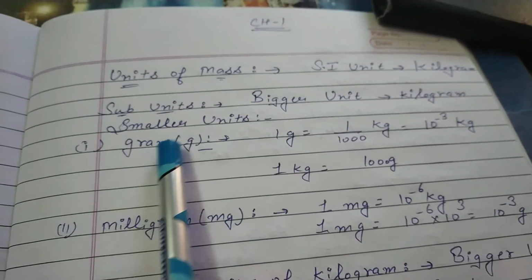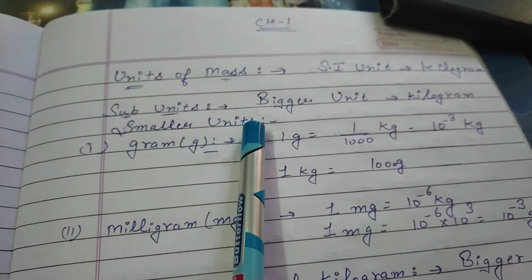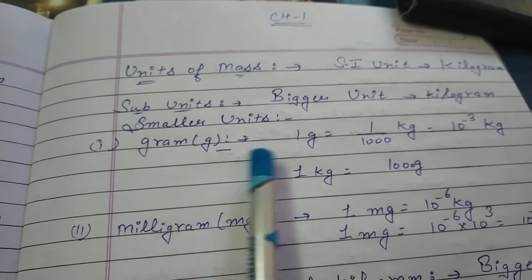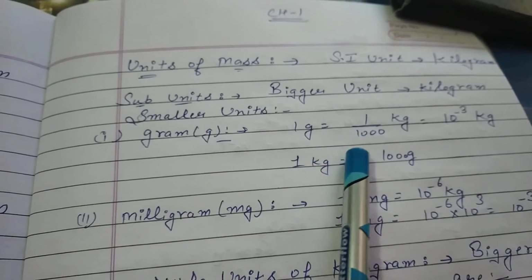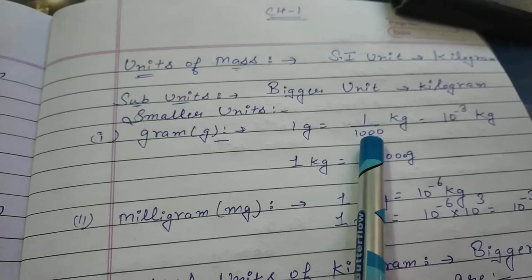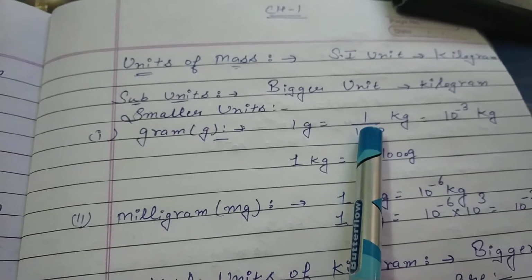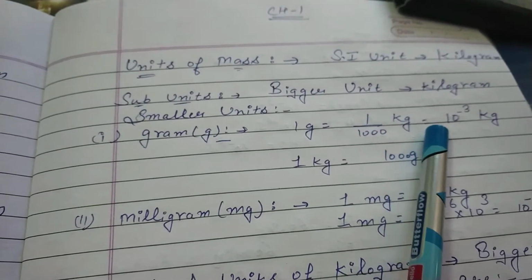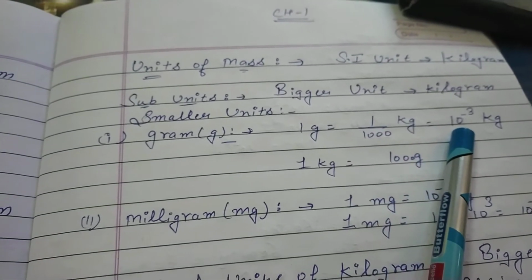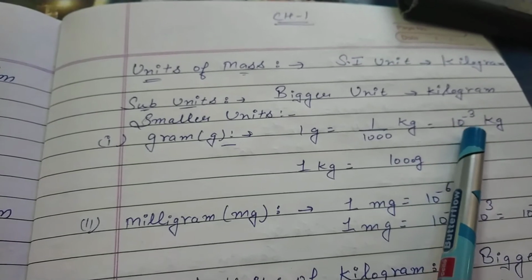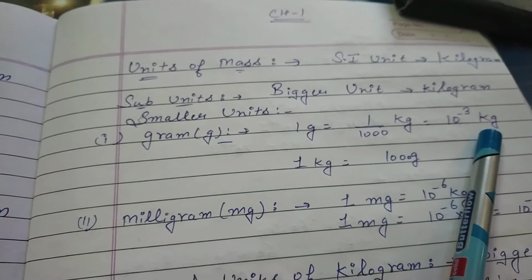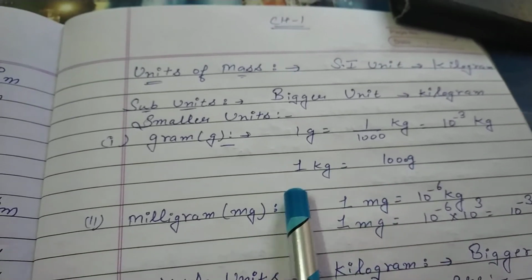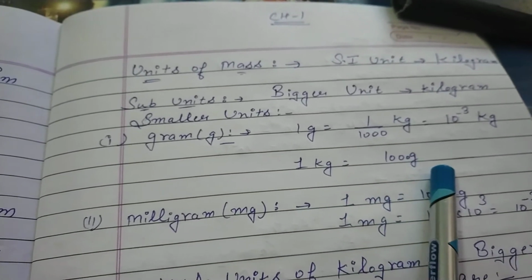Now study the smaller units. What are the smaller units for finding out mass? The first one is gram. 1 gram is equal to 1 by 1000 kg. 1000 means 10 to the power 3, and this is in divide form. When this value changes into this form, the sign will change into negative, that is 10 to the power minus 3 kg. Now what is the relation between kg and gram? 1 kg is equal to 1000 gram.